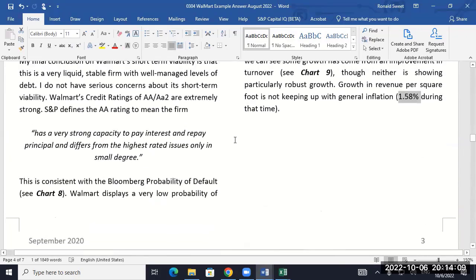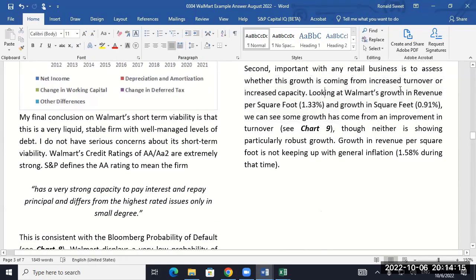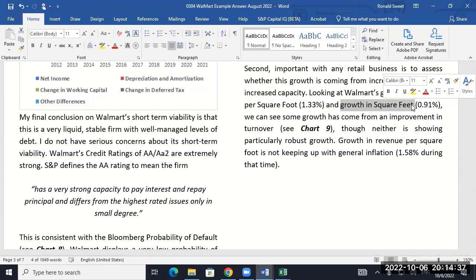All right, so real critical here, students lose points on this just by not comparing correctly. I had students talking about, let's look at Walmart's growth in revenue per square foot and growth in revenue per property, plant, and equipment. And it's like, no, you've got to compare the revenue per square foot to whatever the per is. Revenue per square foot to growth in square foot. If it's revenue per employee, you do revenue per employee growth to growth in employees. You've got to make sure you're comparing those because the employees is the capacity, revenue per employee is the turnover.